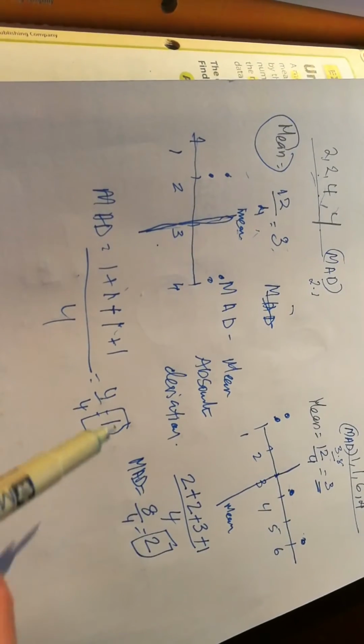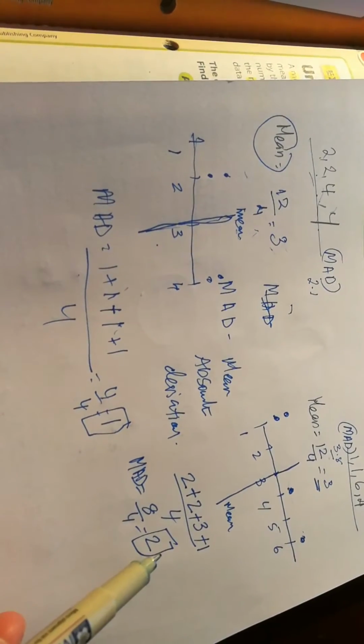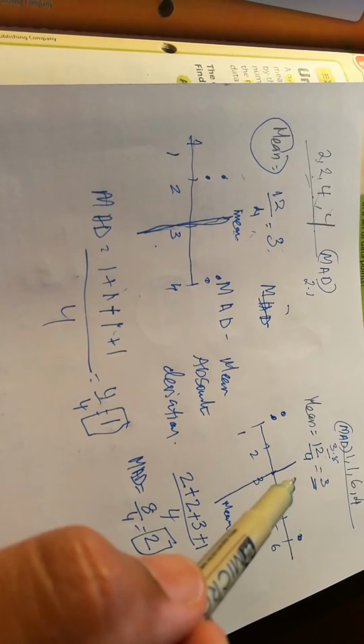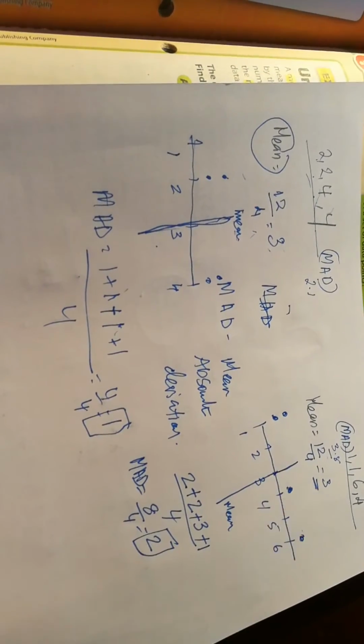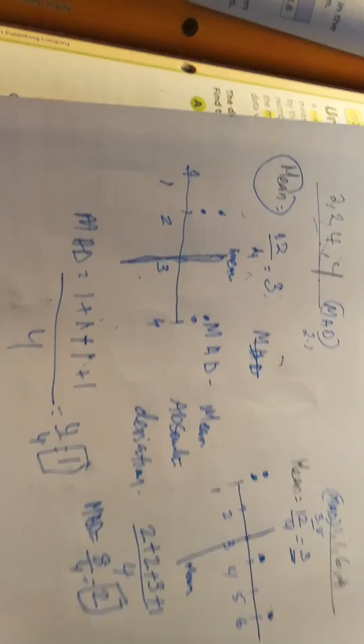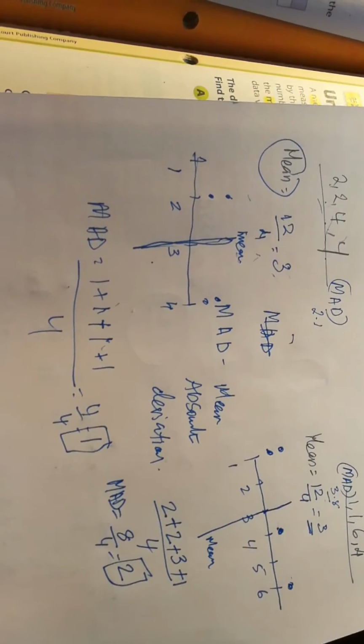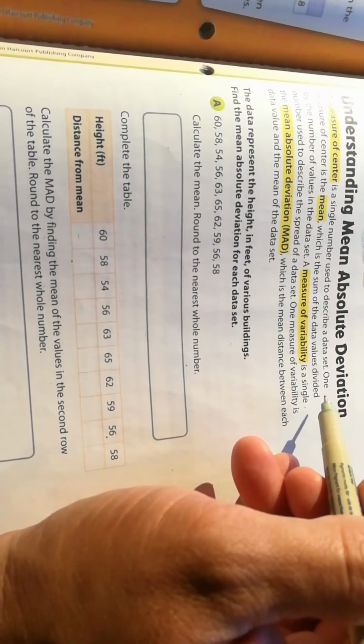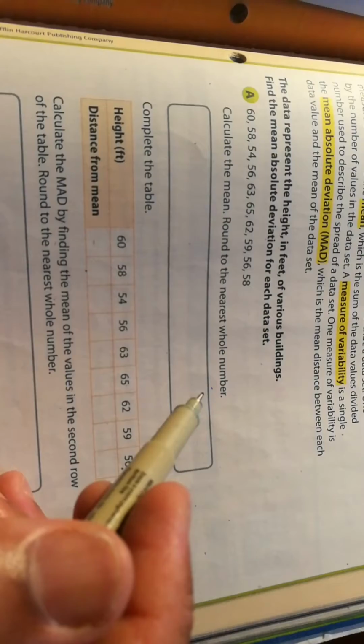Which number is greater, 1 or 2? Of course, 2 is greater. So which means what? In this data set, there are points that are spread away from the mean. That's what it indicates. So in this chapter, mainly we're concentrating on the mean and the mean absolute deviation. The definitions are given here. I've done 2 problems to show how it is.